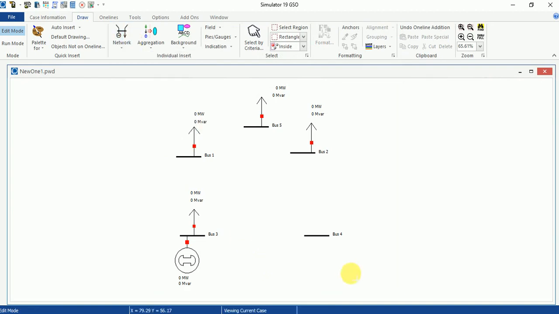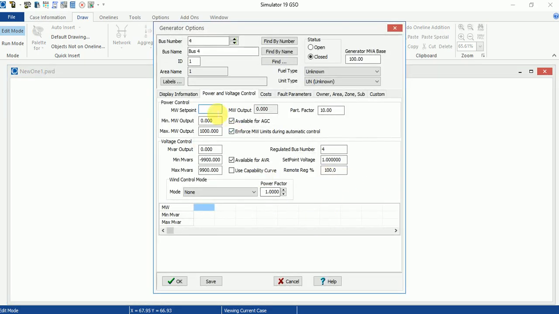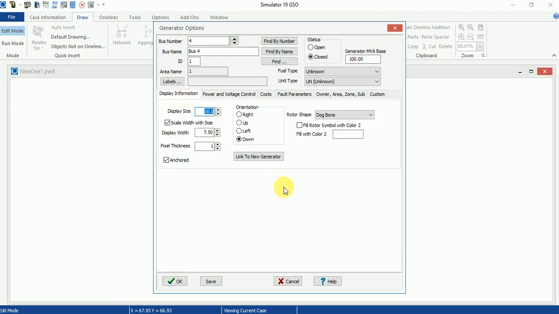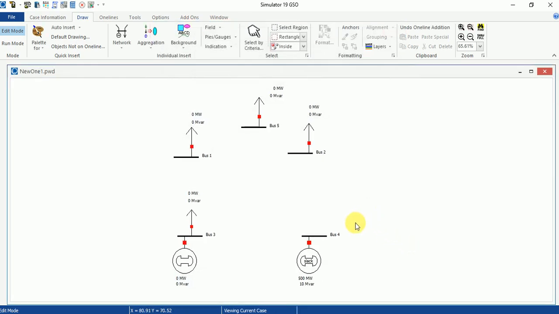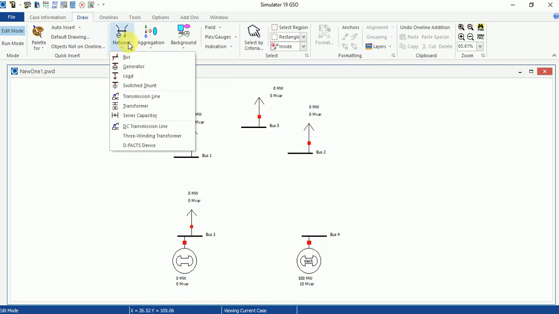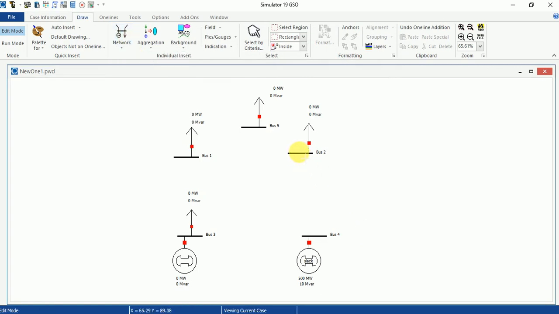Now add generator G2 at bus number 4, which is our slack bus. So 500 megawatts and 10 megawatts. Click OK and select the orientation as down and rotor shape as dog bone. Click OK. Now this is my generator G2, and now add generator G3.